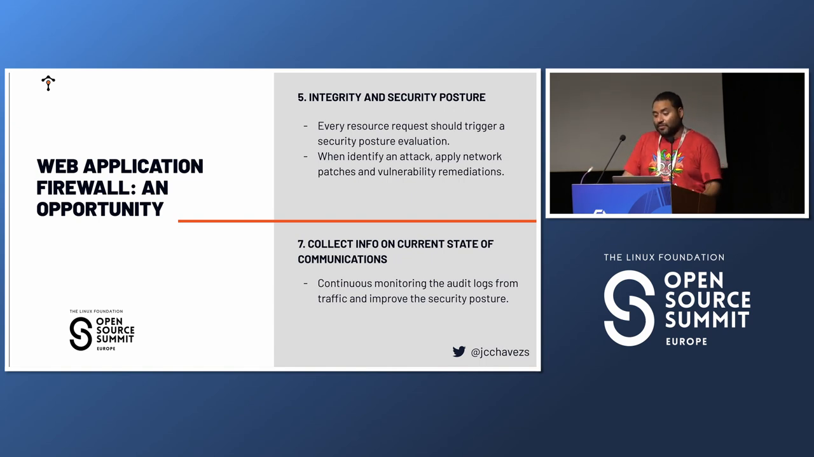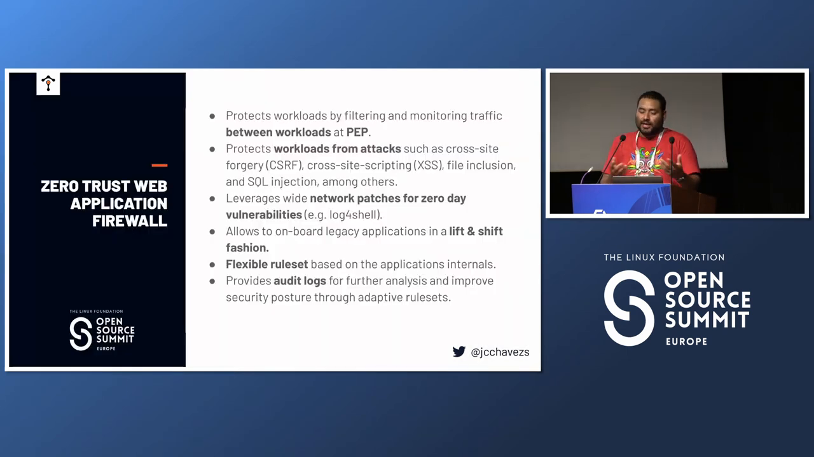And then collect info on the current state of communications, right? You should be doing continuous monitoring of the audit logs and traffic, and then improve the security posture by rate limiting, which is one option, or put in new policies, new security rules that will block this malicious traffic. So web application firewall still fits here in zero trust days. And then indeed there is an opportunity. So what would a zero trust web application firewall look like, right?